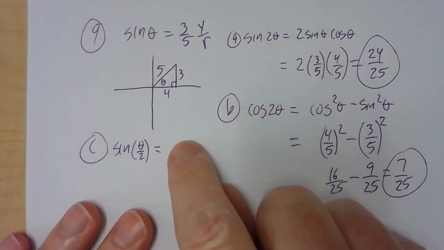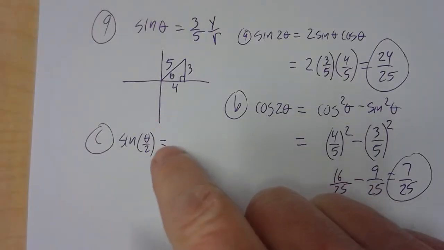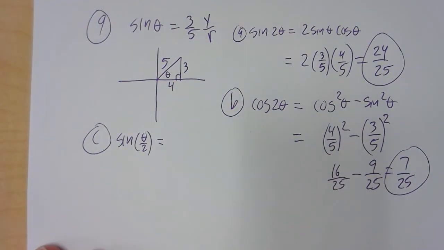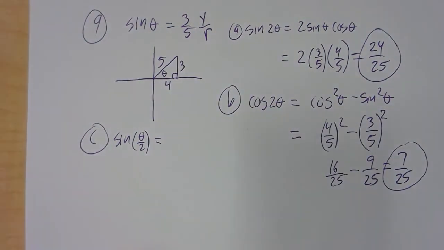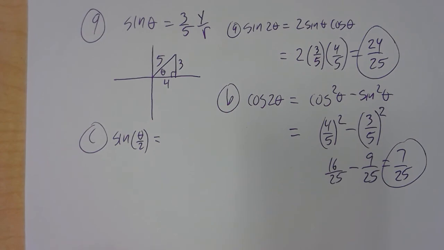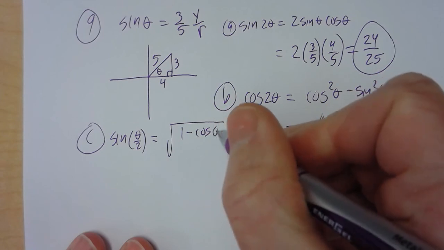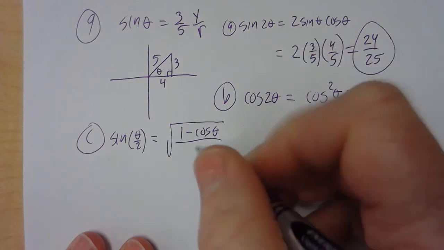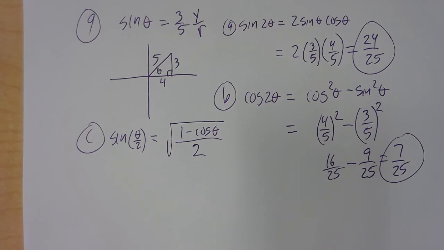So that's what they're talking about with determining the sign based on the quadrant. Well, we're in the first quadrant, so we know that sine, cosine, tangent, everything's positive there. But if we were down in this quadrant here, then we'd have to have the negative version of the sign, right? So we're taking this angle and cutting it in half. It's definitely going to be in the first quadrant. Let's see. So it's going to be square root of 1 minus cosine theta, they use alpha in the book, doesn't matter, over 2. All right, so that's the formula for that one.